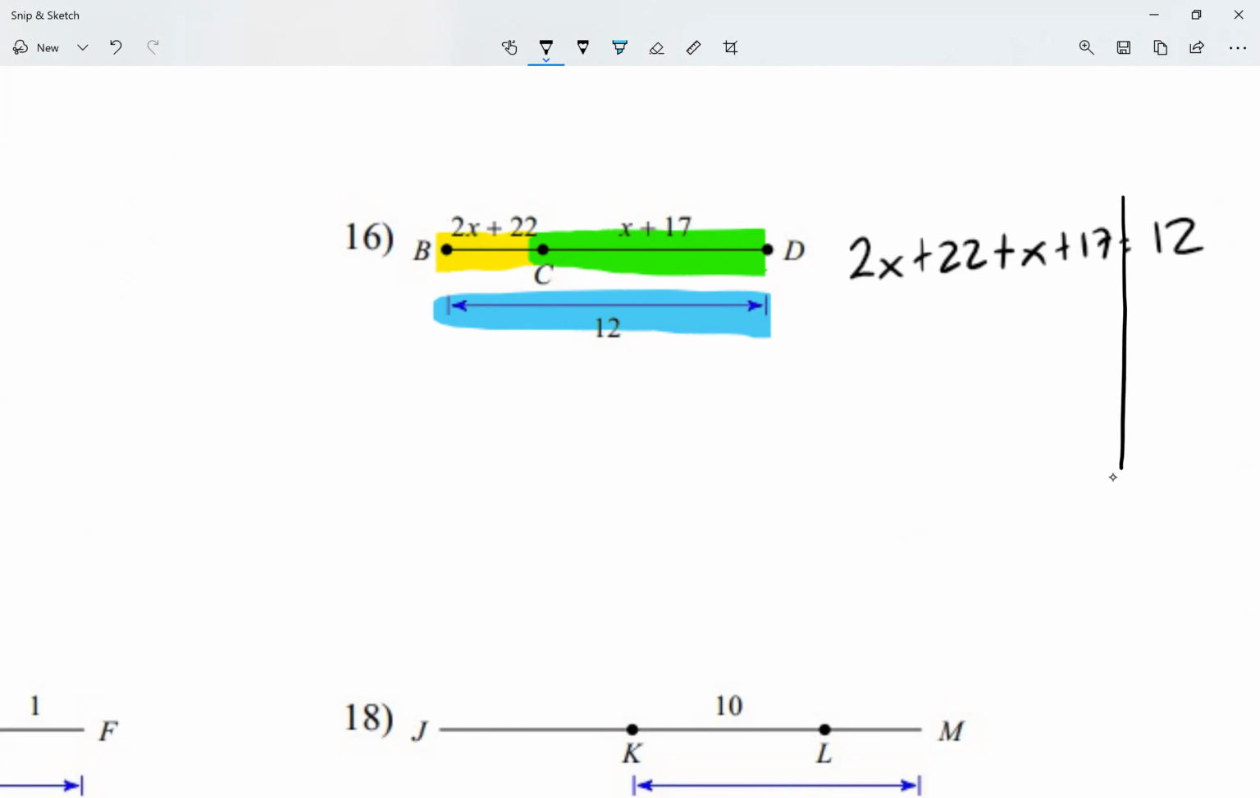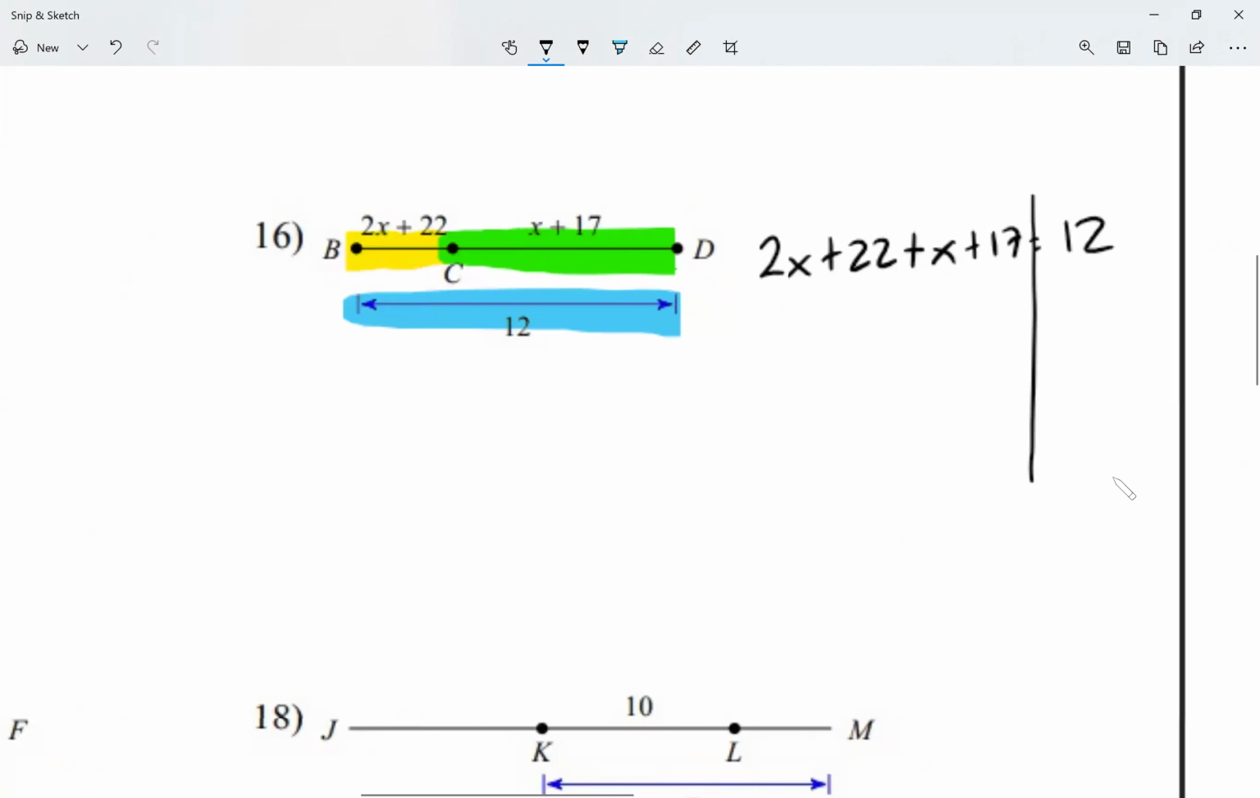And remember how I separate my sides through the equal sign. That's actually what's going to help me. On the left side, let me combine like terms. So I see 2x plus 1x. I know 2 plus 1 is 3, so I'm going to call this 3x. And then I also see a 22 plus 17. I know 22 plus 17 is 39, so let me call this plus 39, and this is equal to 12. On the right side, there's nothing I can combine.